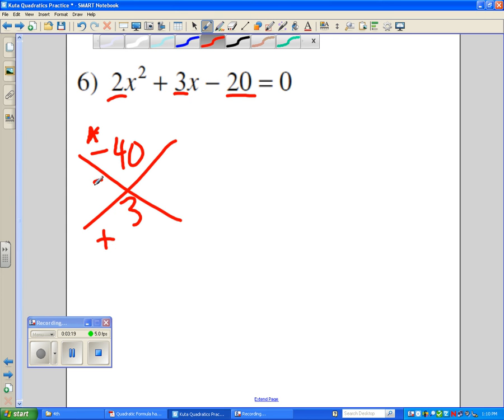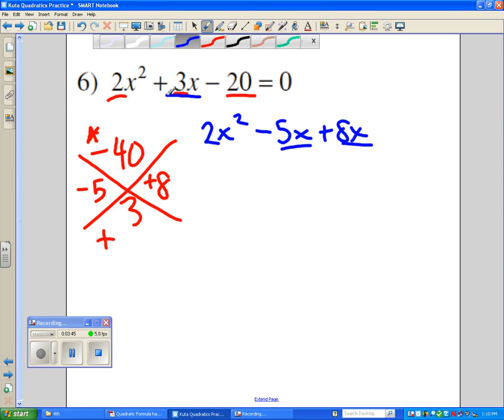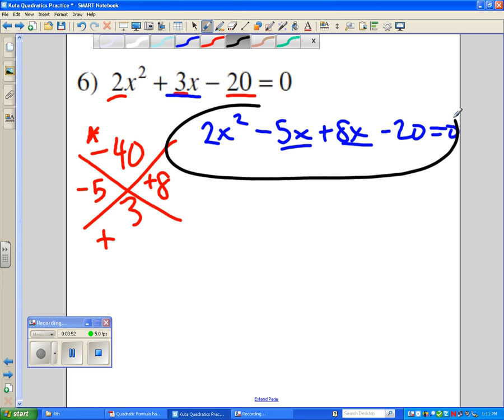Now they add to be a positive, so the bigger one needs to be positive, and this is negative. Now this tells us that the 3x can be split apart as positive 8 and negative 5. So I'm going to use that in my writing of the next line. Notice I still have that 2x squared, and then I still have the 3x, but the 3x becomes negative 5x and positive 8x. If I were to combine this one and this one, I would get 3x. And this is going to be subtracted by 20. Notice this equation, which I have circled in black, is equal to this one.